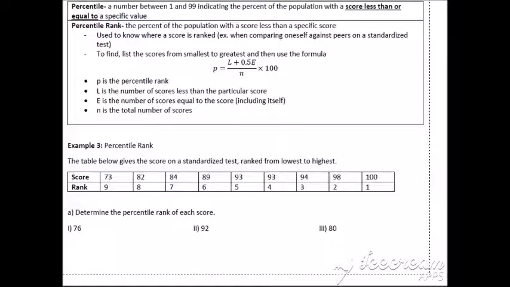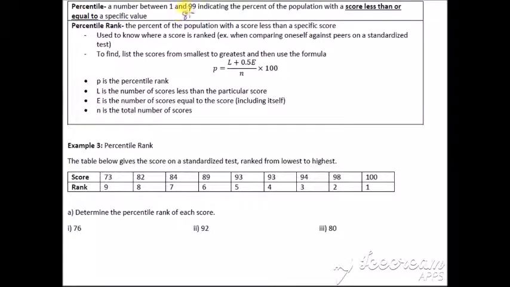Okay, we're going to touch on percentile and percentile rank. So percentile is a number between 1 and 99, and it indicates the percent of the population with a score less than or equal to that specific value. As an example, if you rank in the 85th percentile of your class, as in your marks, what that means is you're quote unquote smarter than 85% of the class, because those people scored less than you, if that makes sense.